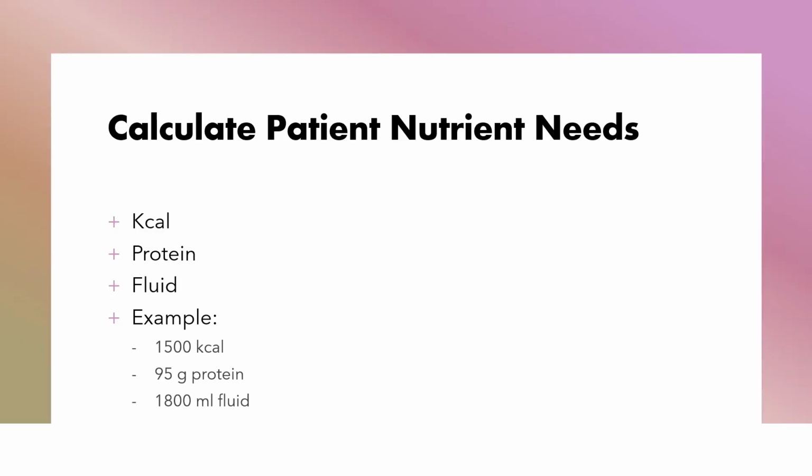When ordering a TPN, first you'll calculate your patient's nutrient needs using whatever formula you think is best for their condition. For this patient, I'm going to say they need 1,500 calories, 95 grams of protein, and 1,800 milliliters of fluid. So they have high protein needs, but lower fluid and calorie needs.